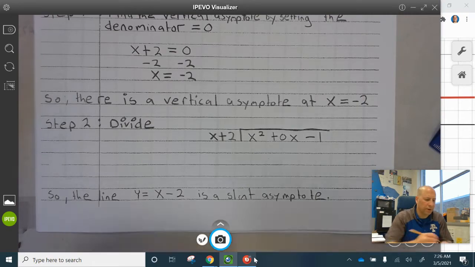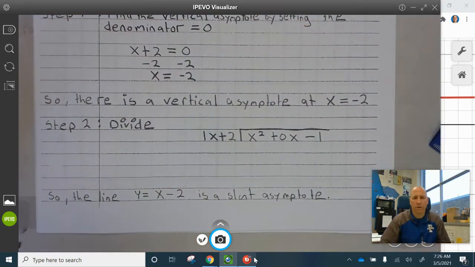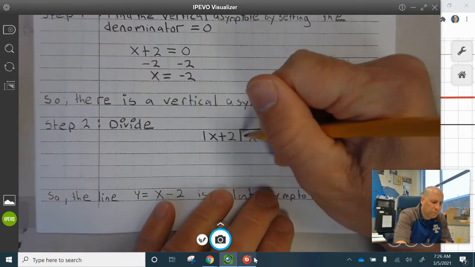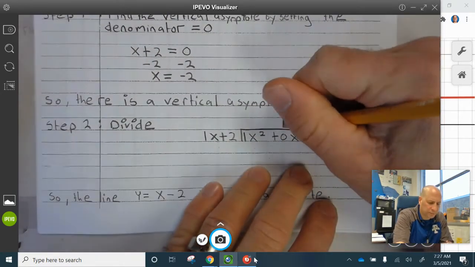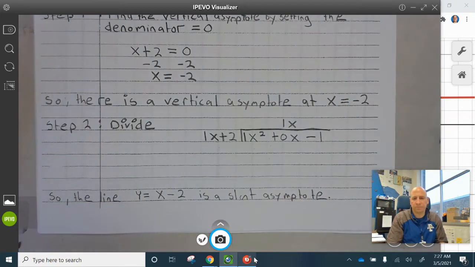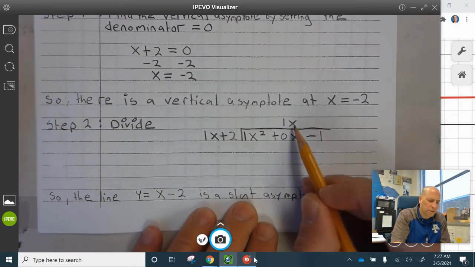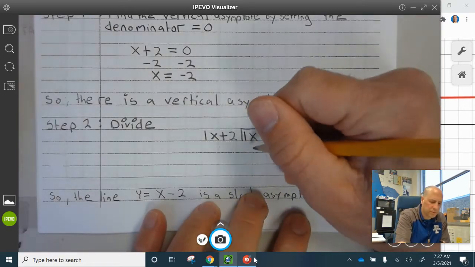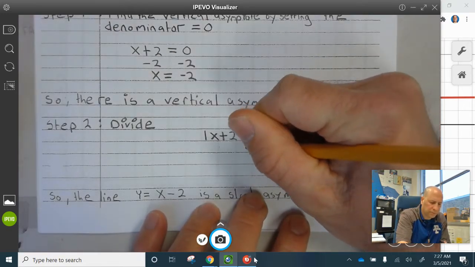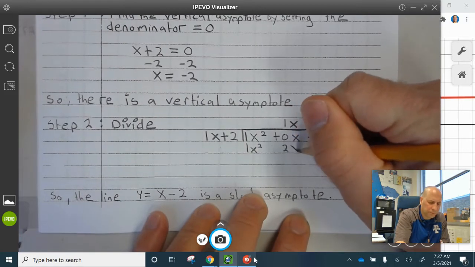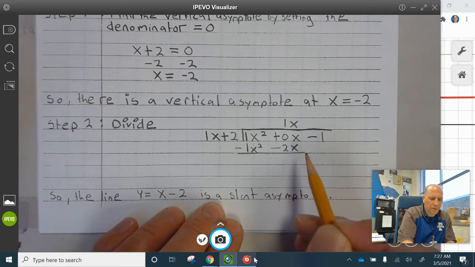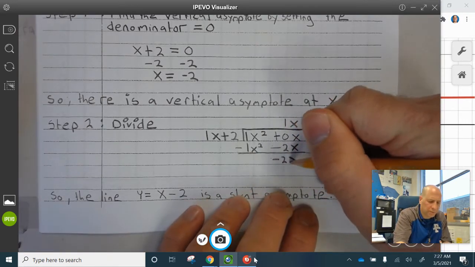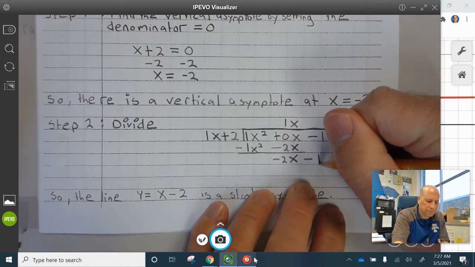Okay, so now we're going to divide. Now we ask ourselves, what do you multiply x by to give you x squared? The answer to that is x. So x times x is x squared. x times 2 is 2x. We subtract, so then that's -2x minus 1.